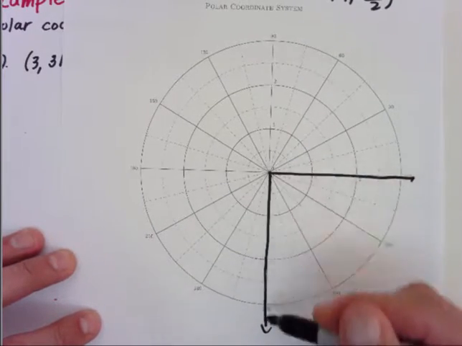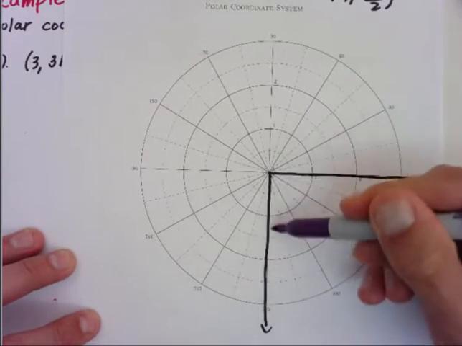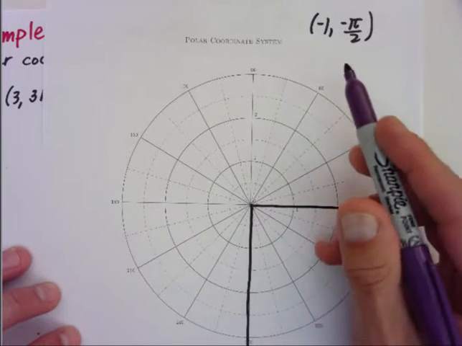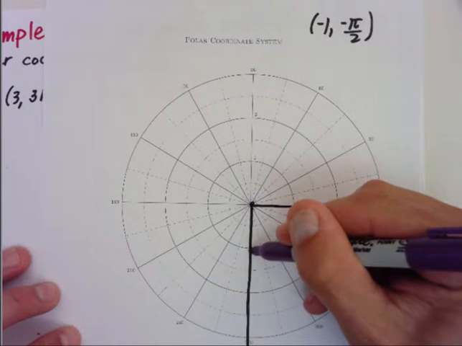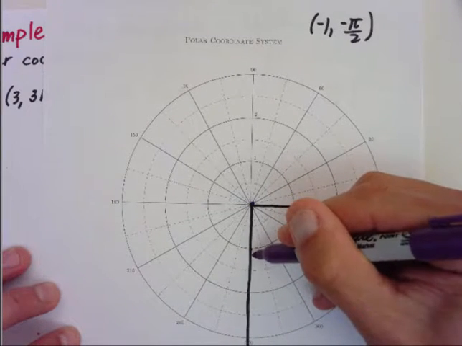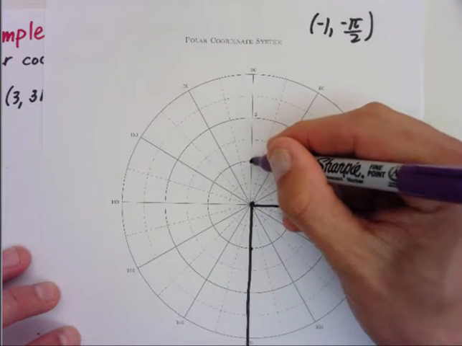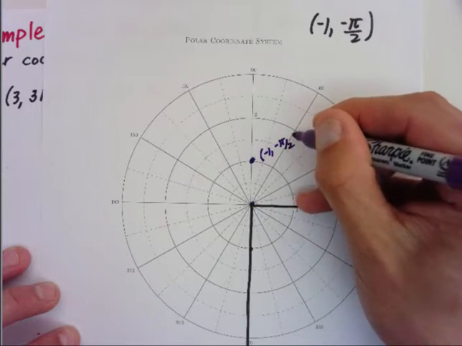Okay, so here's my terminal side for negative pi over 2. But now I need negative 1. So if I'm at the pole and this is 1 along my terminal side here, I've got to go opposite of that, which is now going to bring the point back to here. So here is negative 1, negative pi over 2.